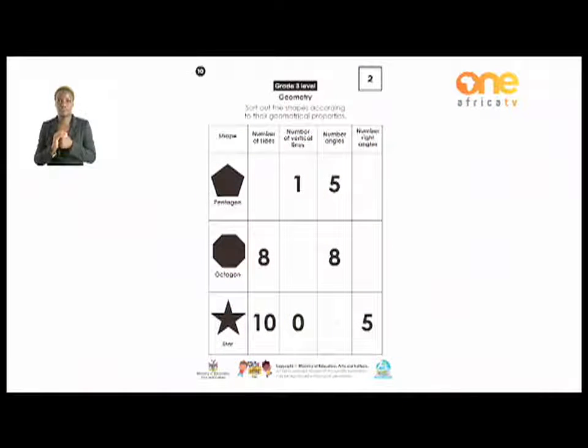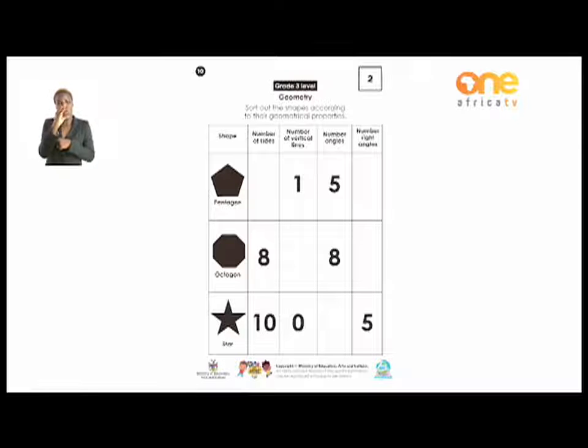Let's move on to page 3. Now this is grade 3 level, geometry as well. Page 10, pardon me, page 10, grade 3, geometry. Now here we have different kinds of shapes. We have a pentagon, we have an octagon, and then we have a star.